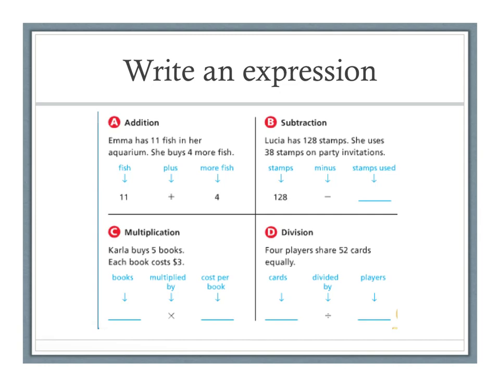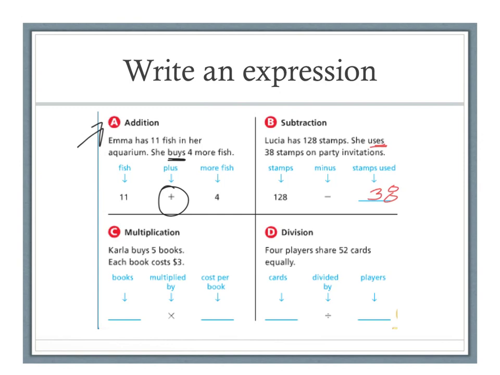Let's look at this first example right here. Emma has 11 fish in her aquarium. She buys 4 more fish, so she's combining the fish she had in her aquarium with the new fish she bought. She's combining groups, so we add. Next, take a look at example B. Lucia has 128 stamps. She uses 38 stamps on party invitations. She's using them, so they're going away. 128 minus the 38 stamps she used.